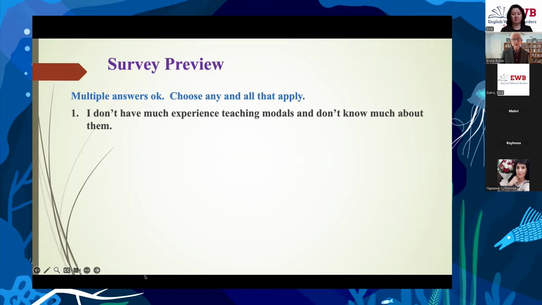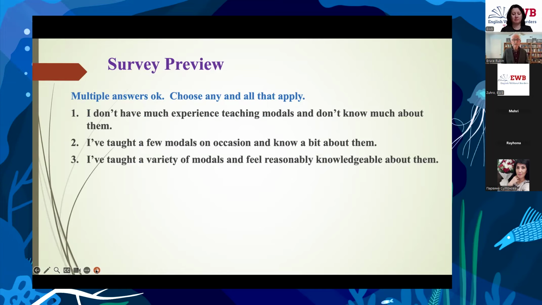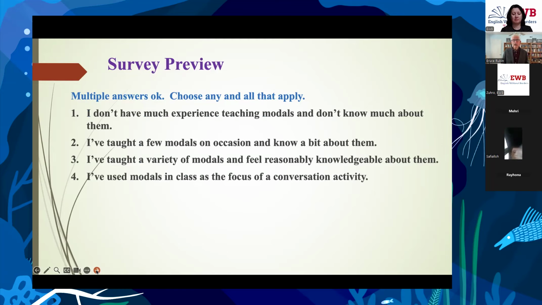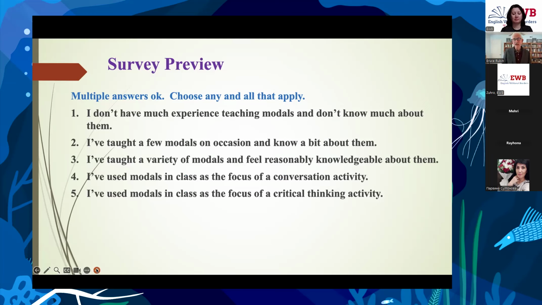Maybe some of you really don't have much experience teaching modals and don't know much about them. Maybe you've taught a few modals on occasion and you know a bit about them. Maybe you've taught a variety of modals and you feel reasonably knowledgeable about them. Or you've used modals in class as the focus of a conversation activity. Maybe you've used modals in class as the focus of a critical thinking activity. So, Zero, whenever you're ready, please launch the poll. Those of you who cannot take the poll on Zoom, feel free to answer in the chat box. Thank you. I see it.